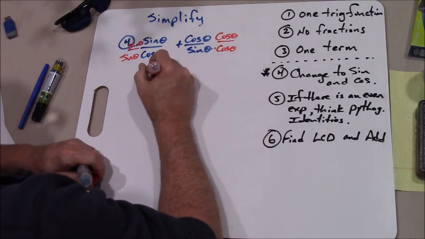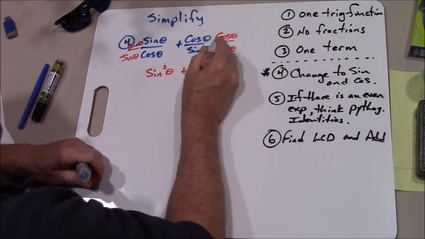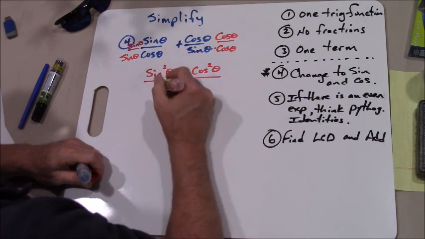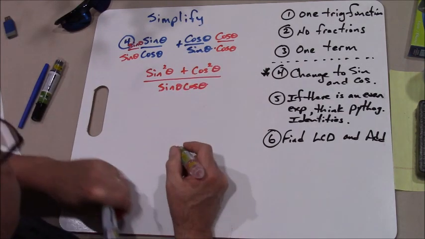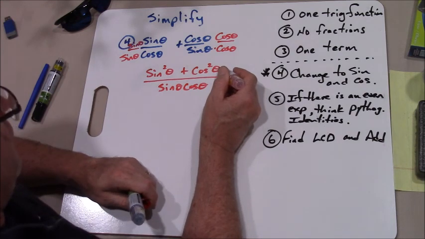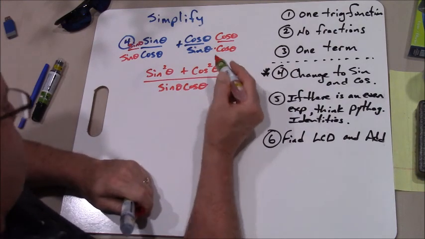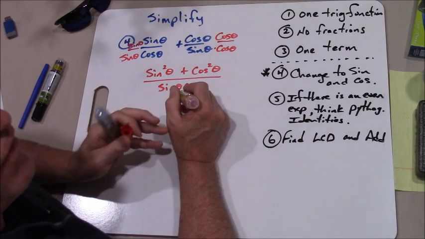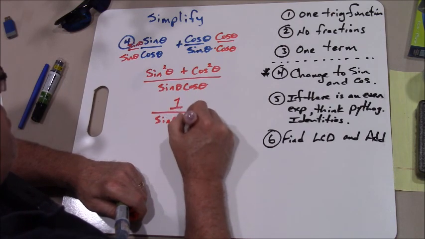Okay, so now what I have is a sine squared of theta plus a cosine squared of theta over my common denominator, sine theta, cosine theta. And so this looks a lot like a Pythagorean identity. Sine squared theta plus cosine squared theta is equal to 1. When I pause like that, I'm giving you guys a chance to maybe think in your head before I say the answer. Over sine theta, cosine theta.